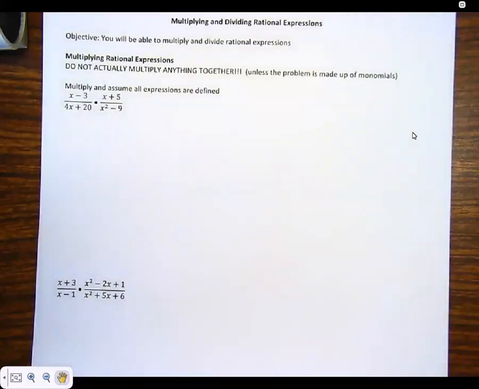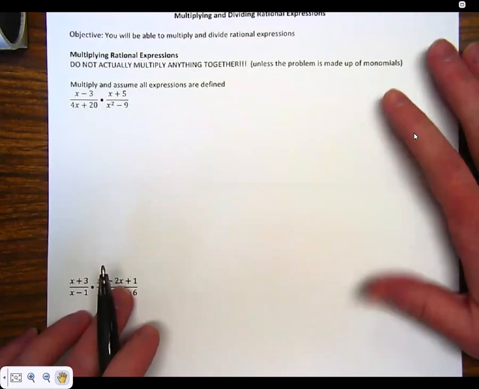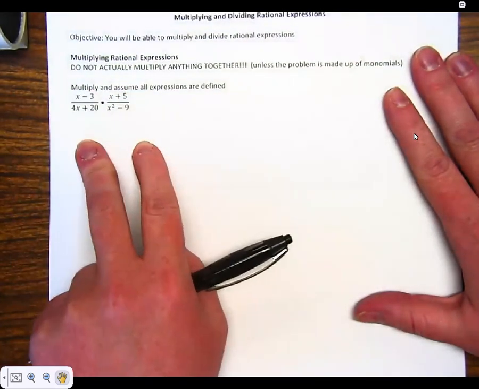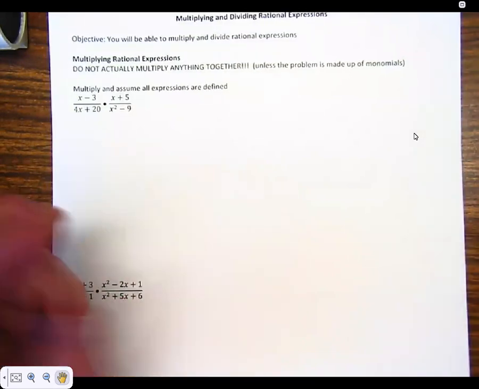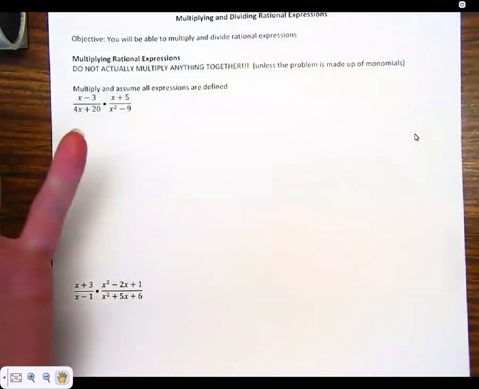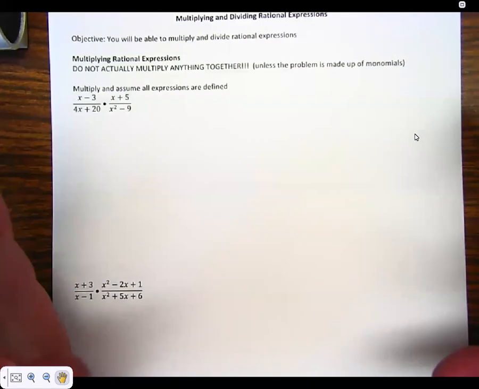All right, so for multiplying and dividing rational expressions, you don't actually multiply most of the time. The only time that you actually multiply is when the problem is just made up of monomials instead of multi-termed things. So here, when you're asked to multiply, it's kind of like simplifying, but everything is split up. So you want to factor everything.